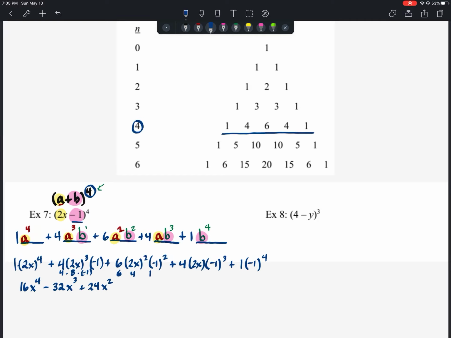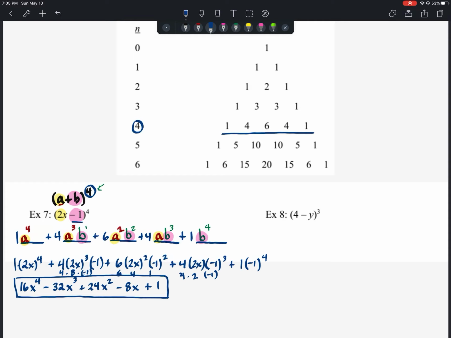The next one here, we have 4 times 2 times (-1) to the 3rd. So 4 and 2 are fine. (-1) to the 3rd is still just -1. So that would be a -8, and our x is just singular there. And then the last one, 1 times (-1) to the 4th. Well, that should end up giving us just 1. Therefore, this is our answer: 16x to the 4th minus 32x to the 3rd plus 24x squared minus 8x plus 1.